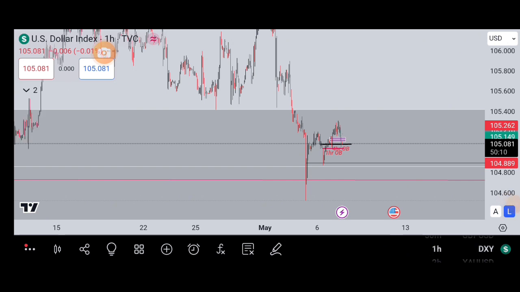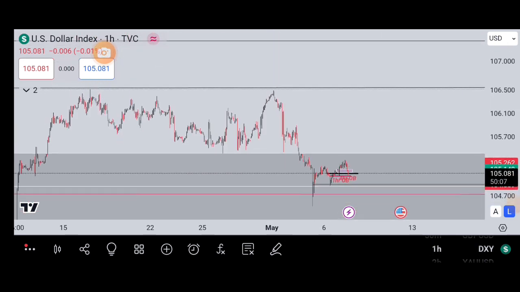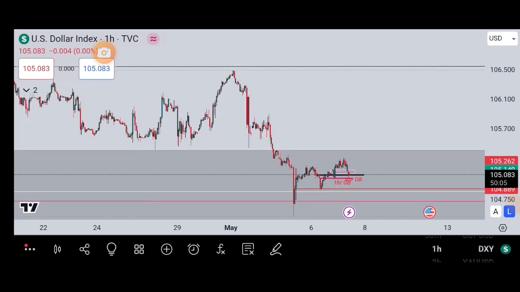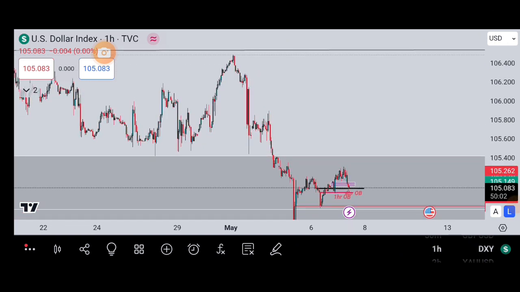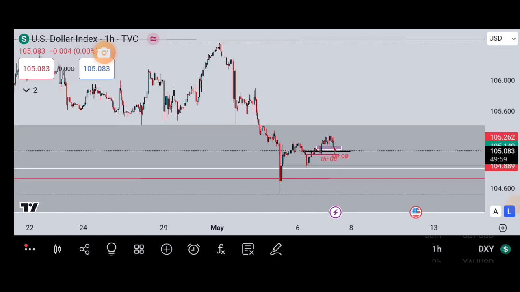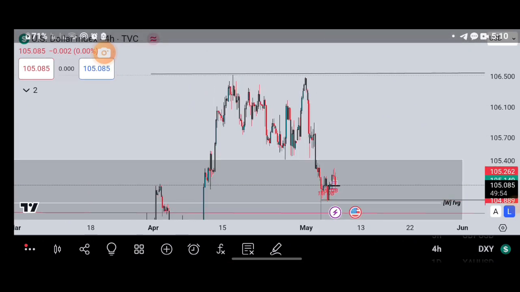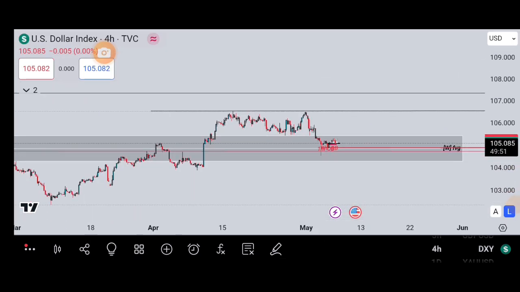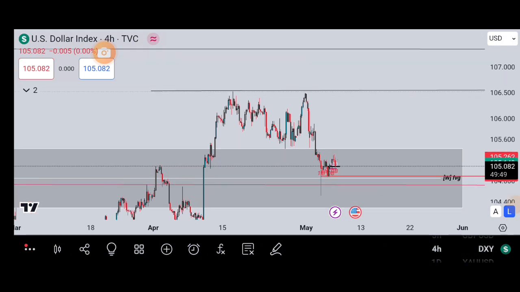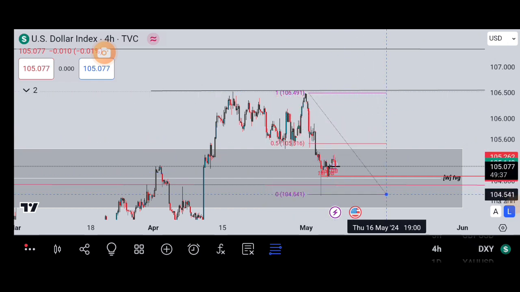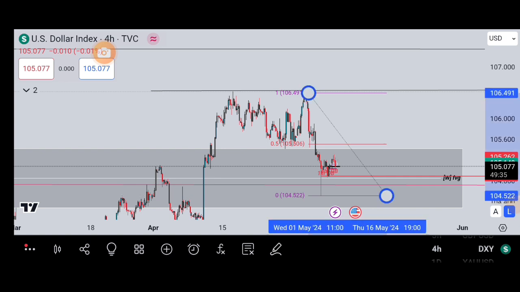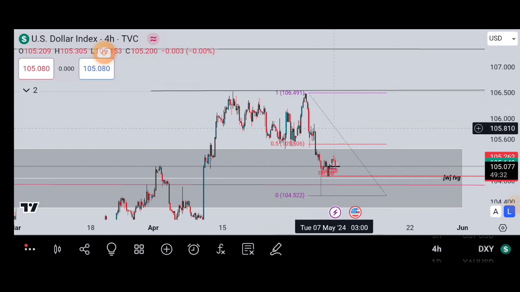Okay, so I've remembered we have to do one thing also. I've not yet identified what our draw on liquidity is, and I want us to use this price leg. So from the highest high to the lowest low of this price leg over here. This is the highest high and this is the lowest low. From the highest high to the lowest low, we have to identify the equilibrium point, and this is the equilibrium.